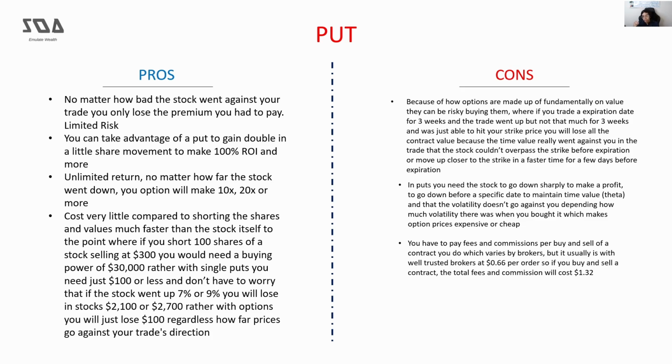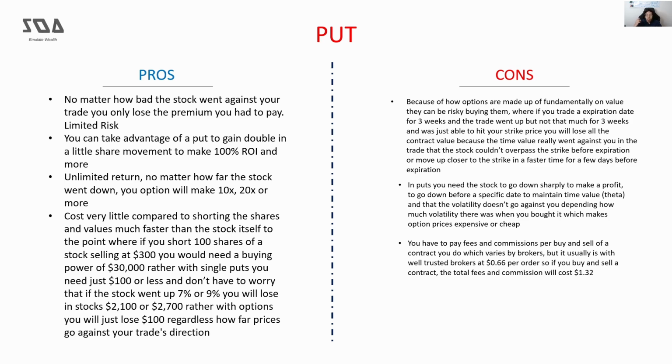It's the fact that we understand that options are made up by those 3 values, and because of that, they're sometimes risky to buy if you don't utilize them correctly. In the wrong situation, if you trade an expiration date of 3 weeks and the trade went up, but not that much for 3 weeks and was just able to hit your strike price, you will lose all the contract value because the time value really went against you, which is theta. The stock couldn't overpass the strike before the expiration, or move up closer to the strike faster in the few days before the expiration date.